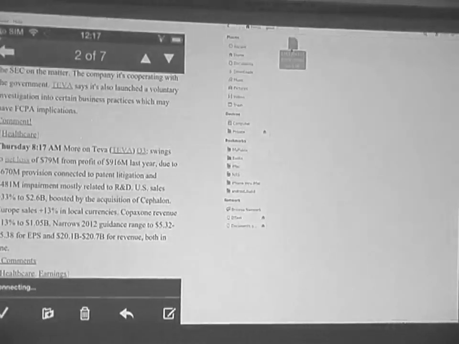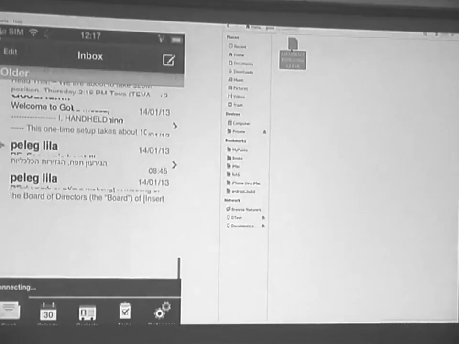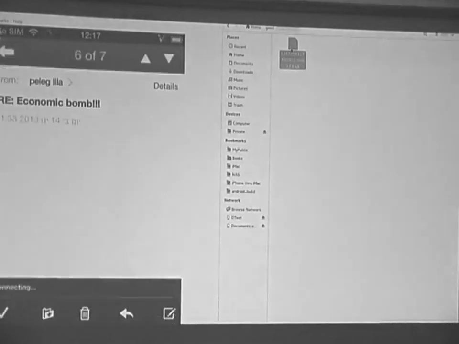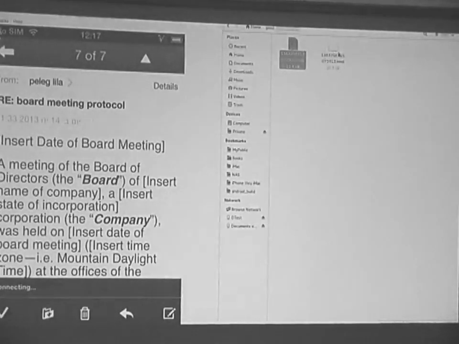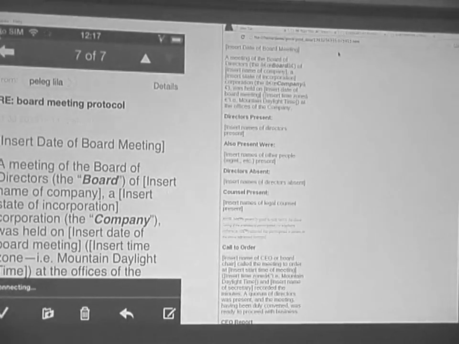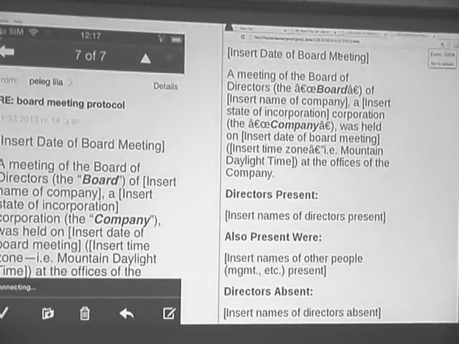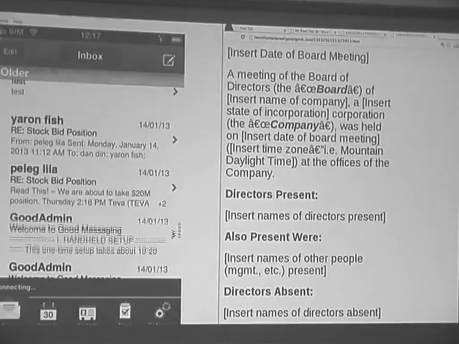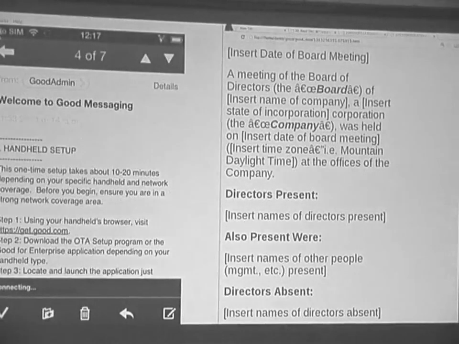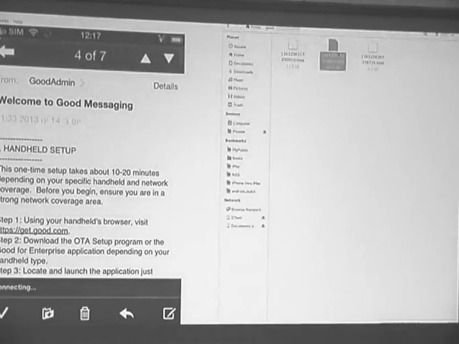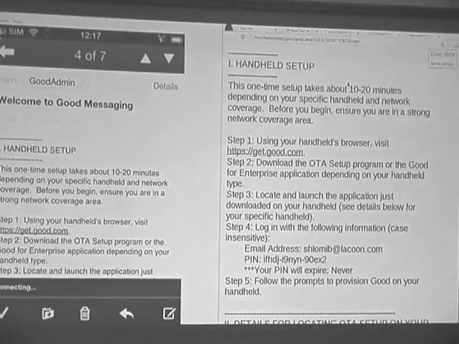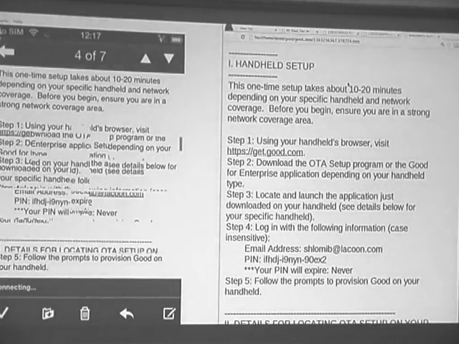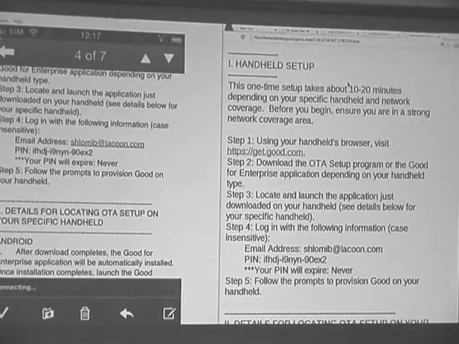Let's do another one. Yeah, economic bomb or whatever. No, I don't know. It's not an email. Here, board meeting. Yeah. Very important email. It's the third one just for the Good admin enterprise setup. So you know, email is safe, even your PIN. Though we probably shouldn't have had this one. Don't write that PIN down.